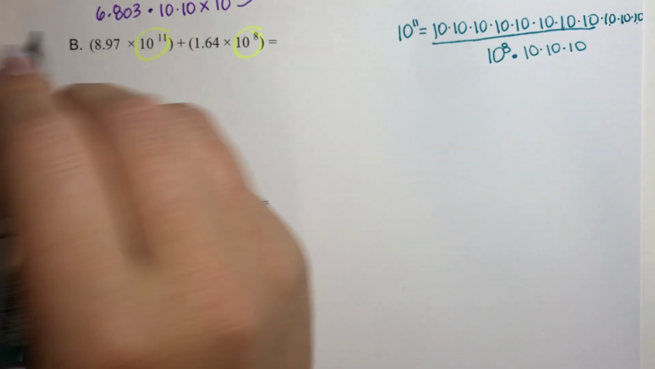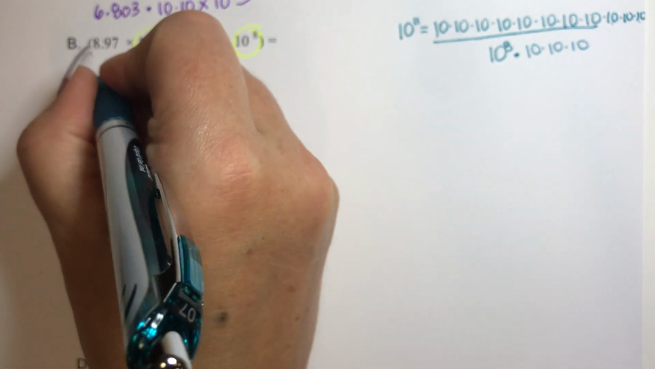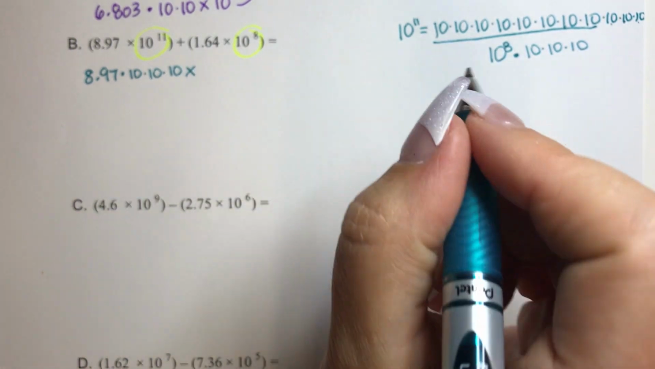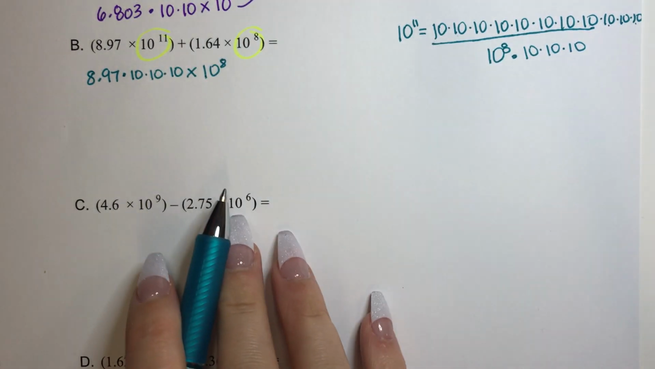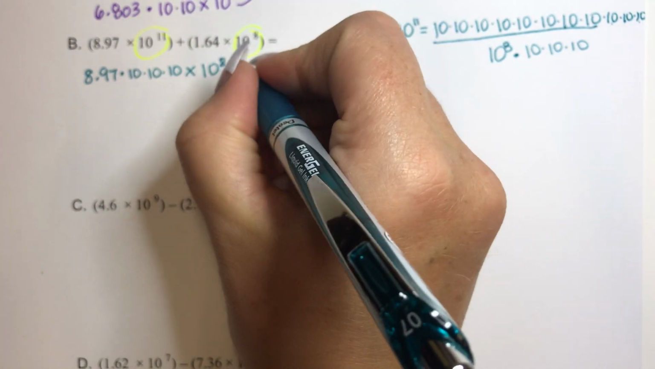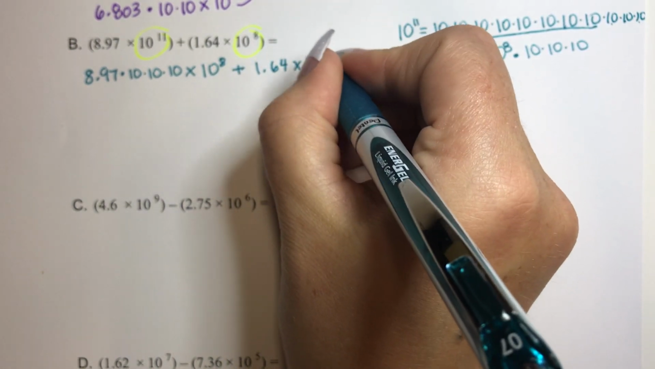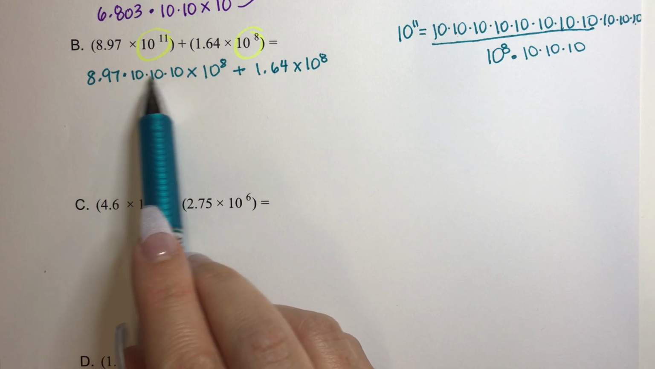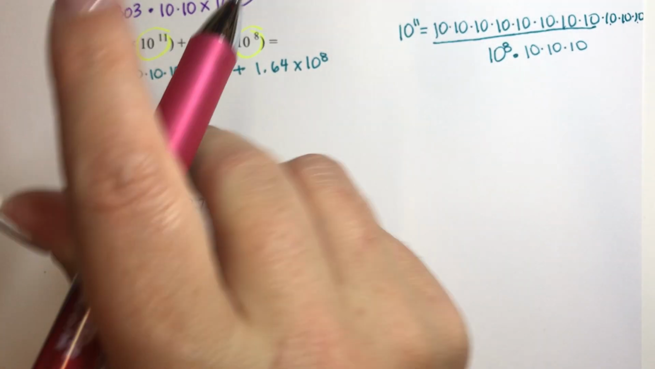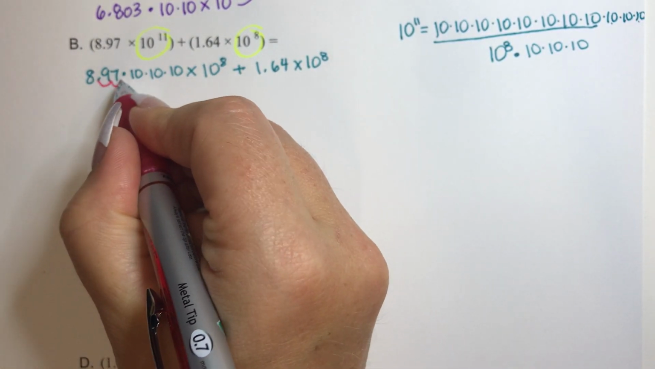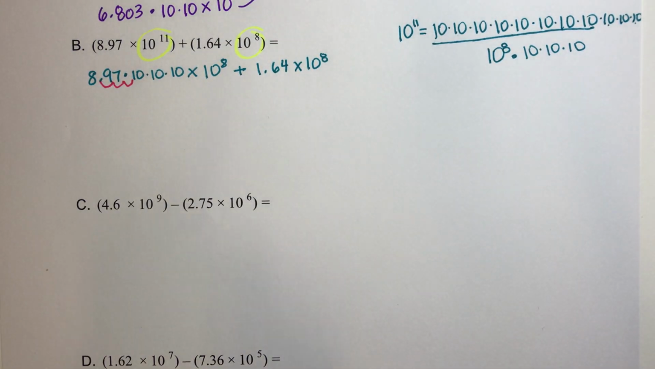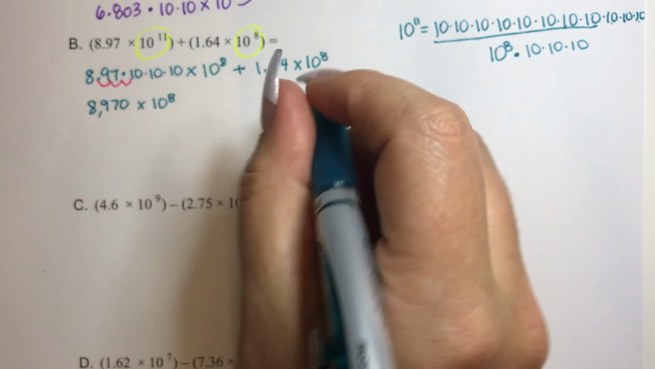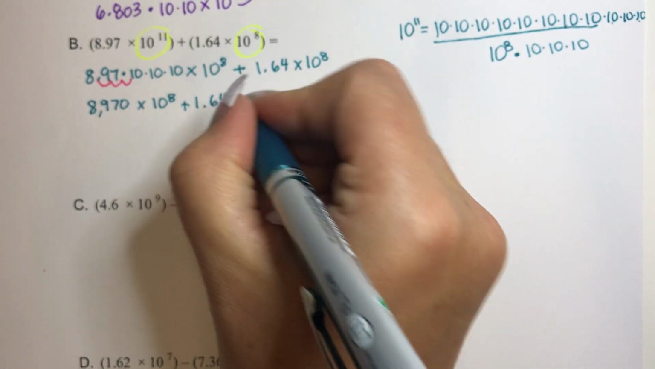So it's going to be 8.97 times these 3 10s, 10 times 10 times 10, times 10 to the 8th. Okay, because all of this is 10 to the 11th, plus 1.64 times 10 to the 8th. All right, so these multiplies by 10, I'm going to multiply this 8.97 by 10 3 times. So when I do that, this 10 is going to move this decimal over place 1 time, this 10 another time, and then this 10 a 3rd time. So I'm going to end up with the number 8,970 times 10 to the 8th power plus 1.64 times 10 to the 8th power.